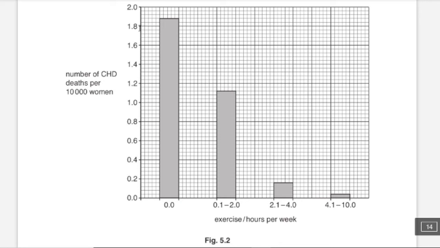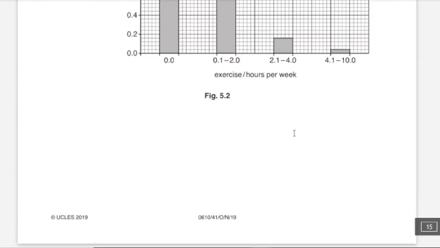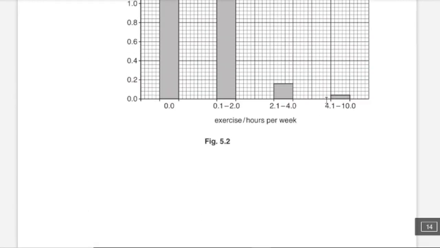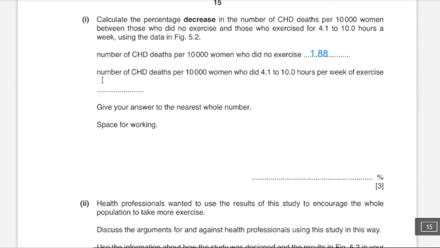So we're going to be adding 0.04 times 2, since there are 2 boxes over here, to 1.8, which gives us the answer of 1.88 deaths per 10,000 women who did not exercise. So this value is 1.88. And the number of CHD deaths per 10,000 women who did exercise from 4.1 to 10 hours per week, this is the group with the least value, and this is only 1 unit, which we earlier calculated was 0.04.